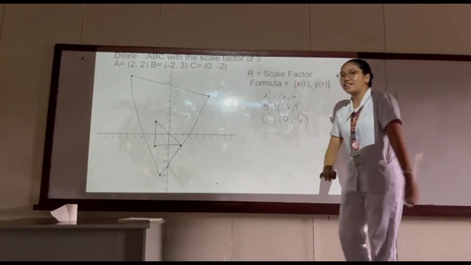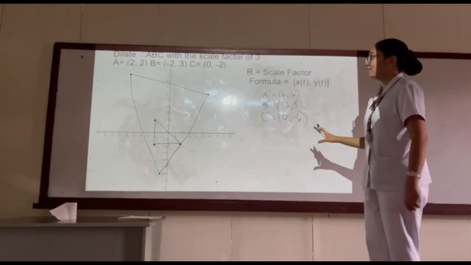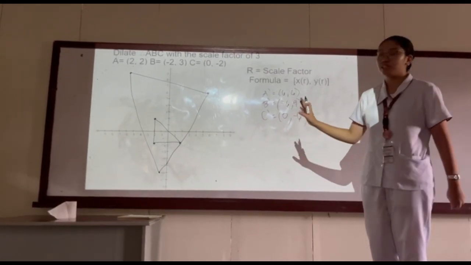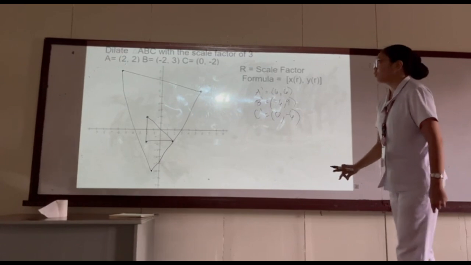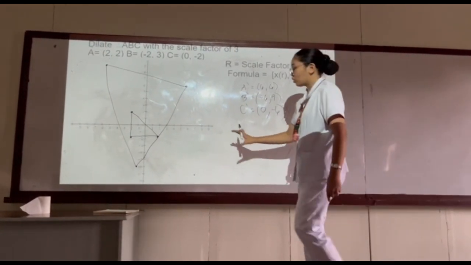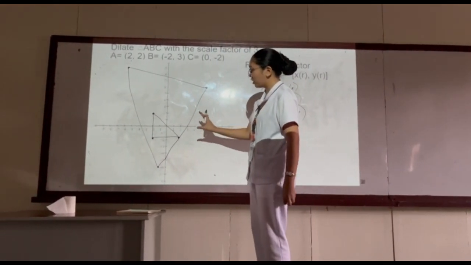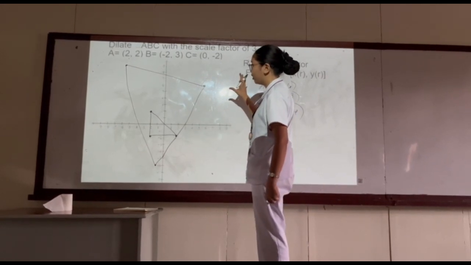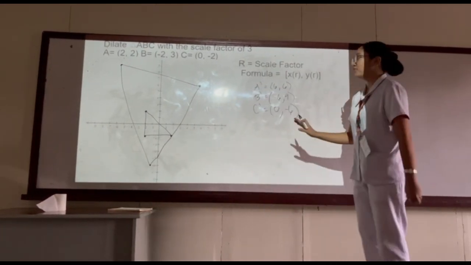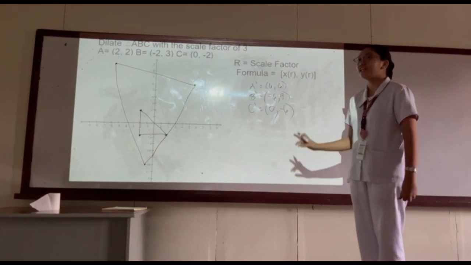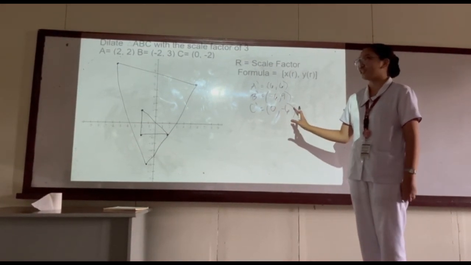So as you can see, we have dilated the object 3 times its original size. Seeing the original object and comparing it to the image, we can deduce that it is an enlargement type of dilation.